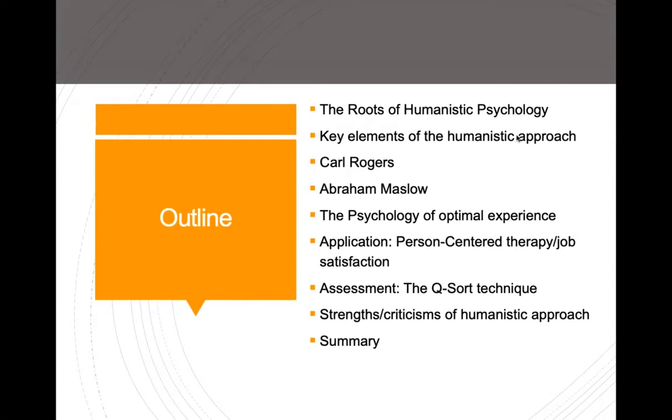And then we'll talk about the psychology of optimal experience and then the application value of the person-centered therapy created by Carl Rogers. We'll go into the assessment part of the humanistic approach, the Q-sort technique, and then we'll end the presentation with strengths and criticisms of this approach and summary slides. So let's take it away from here.